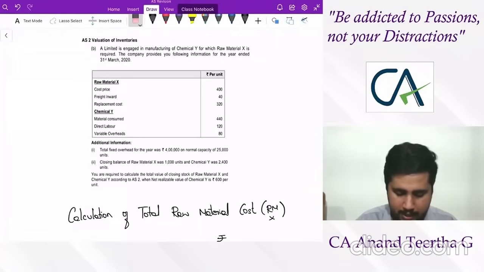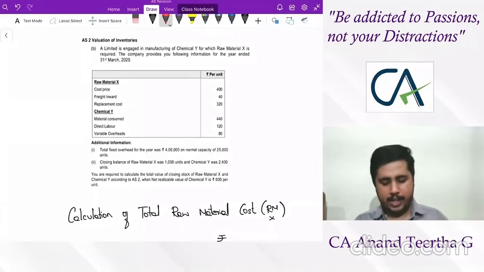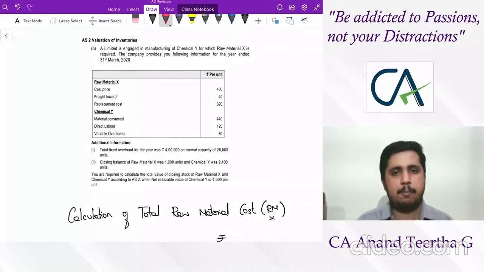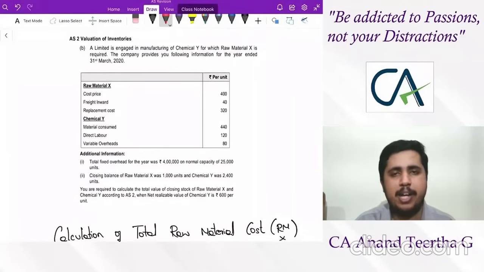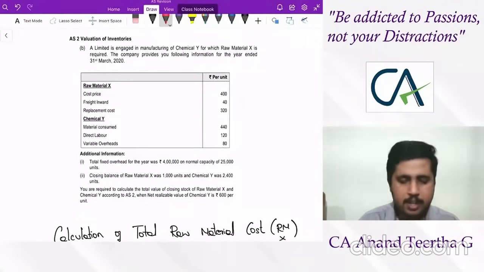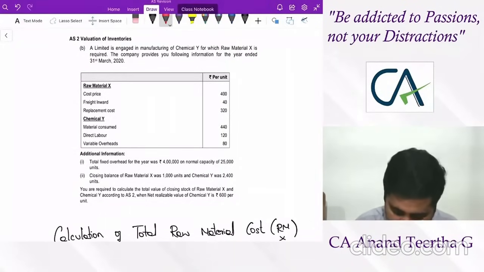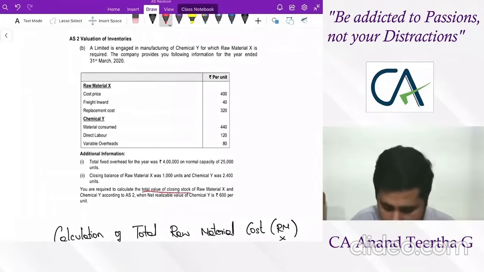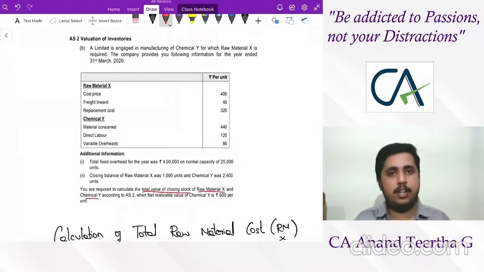You are required to calculate the total value of closing stock of raw material X and chemical Y according to AS2 when net realizable value of chemical Y is rupees 600 per unit. This is one of the classic questions which might be asked whenever AS2 questions are involved. Whenever a question is asked, first look into what question is asked, then look into the information. They say calculate total value of closing stock of raw material X and chemical Y, which means there are two elements in inventory.